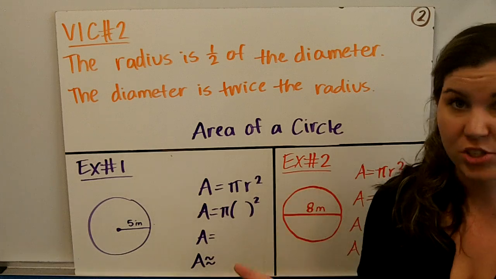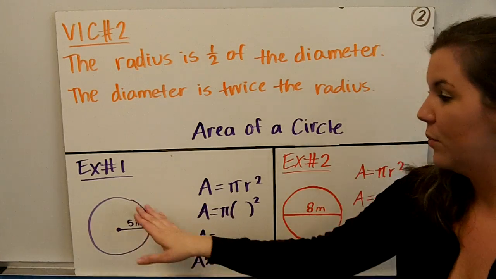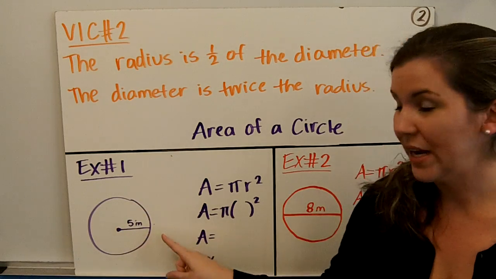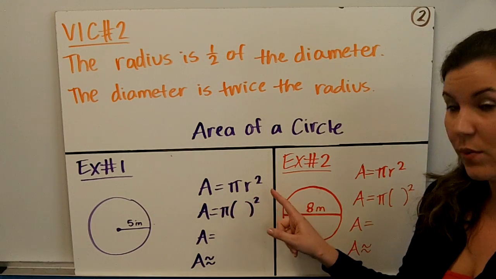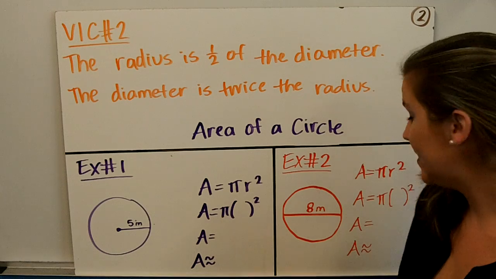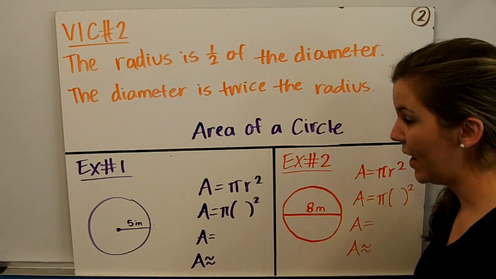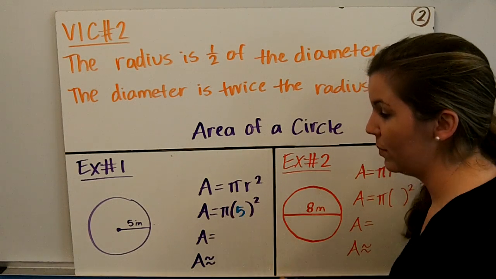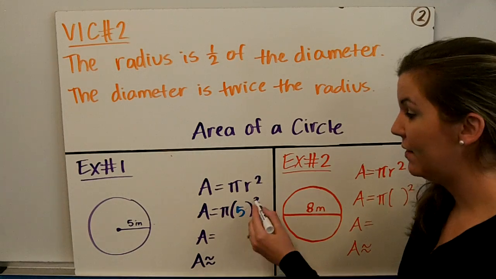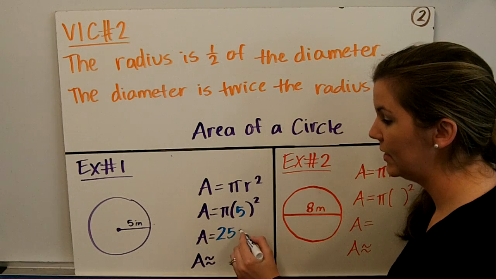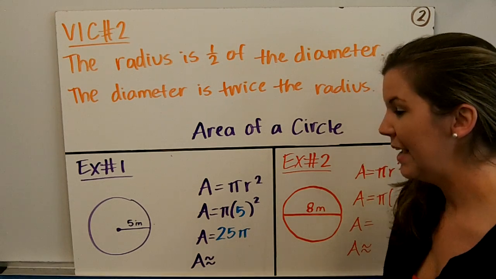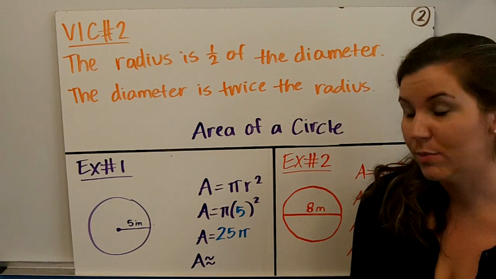Area of a circle. This is just review. Example number 1. We're given a circle, and we can see that the radius is 5 inches. The area is equal to pi r squared, so our radius is 5. We're going to plug in 5 where r is in the formula. 5 squared means 5 times 5, which is 25, times pi. This is called leaving your answer in terms of pi.